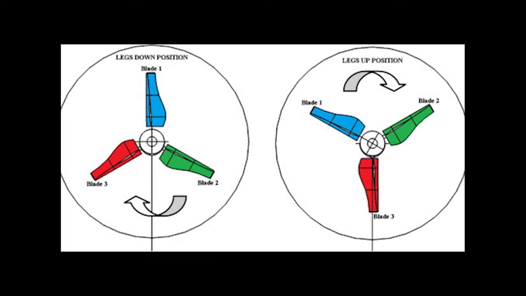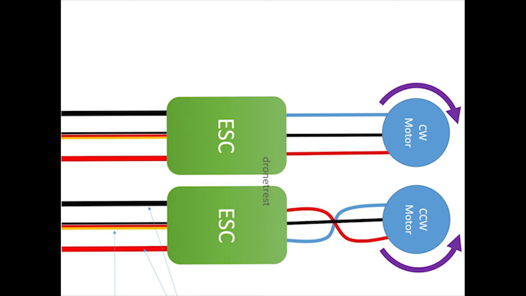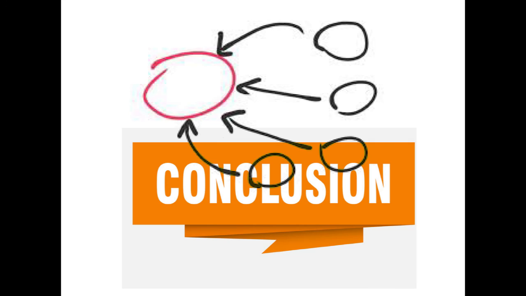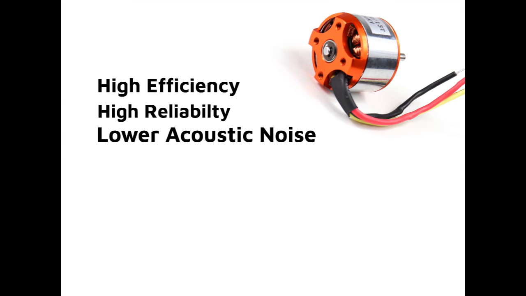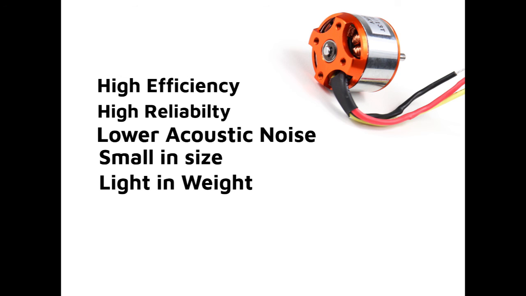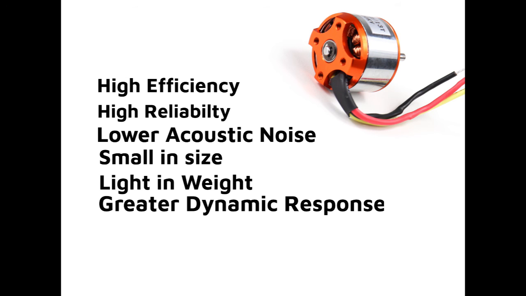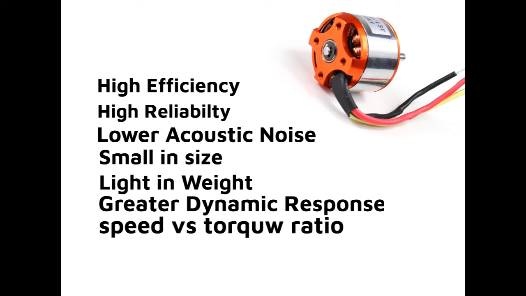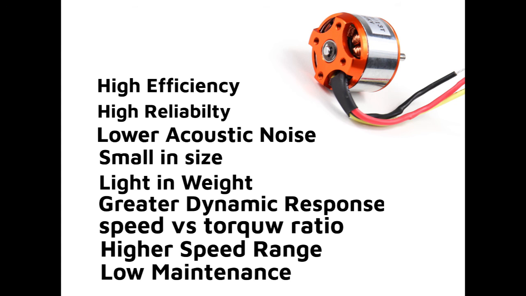Also, to change the sense of rotation, just swap any two of the wires of ESC connected to the motor and it will change the direction. The conclusion for brushless DC motors is that they have higher efficiency, higher reliability, lower acoustic noise, small in size and light in weight, greater dynamic response, better speed versus torque ratio, and higher speed range, longer life and lower maintenance.